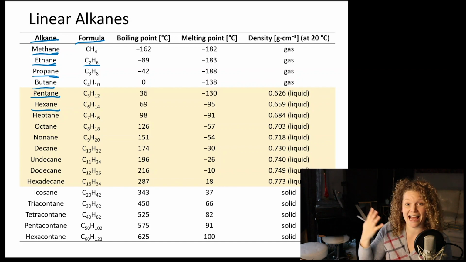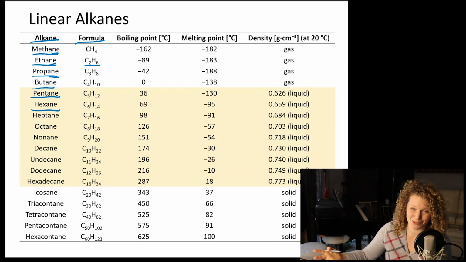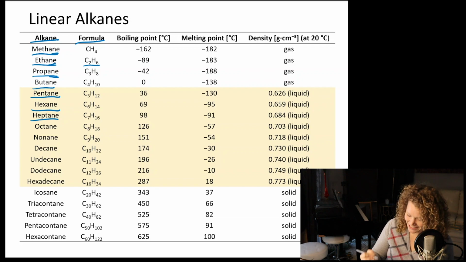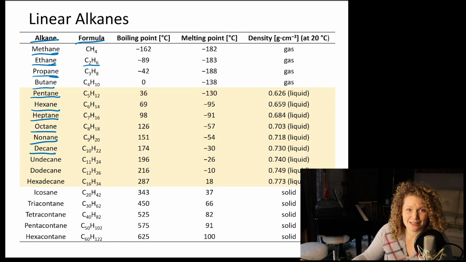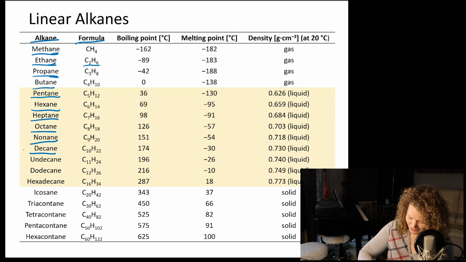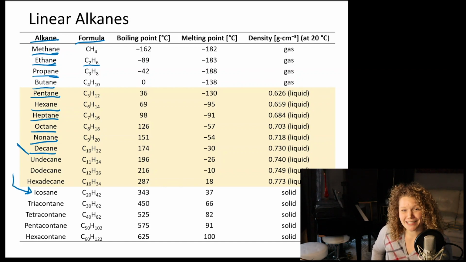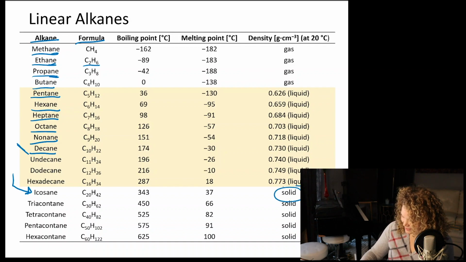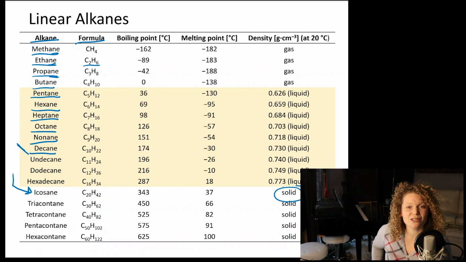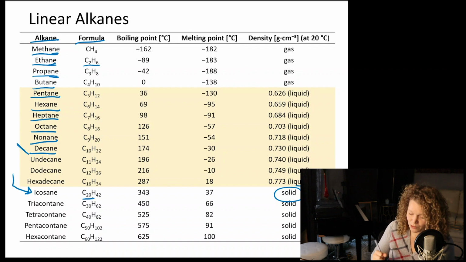Hexagon has 6 vertices. Heptane has 7. Octane has 8. Nonane has 9. Decane has 10. You could probably stop at around decane, unless you want to be the life of the party, and then you can learn what icosane is. Once you get to icosane, that's when it's kind of cool. You end up getting a solid. These are linear alkanes with a whole lot of carbons.